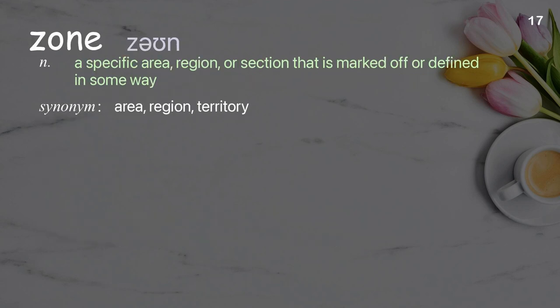Zone: a specific area, region, or section that is marked off or defined in some way.